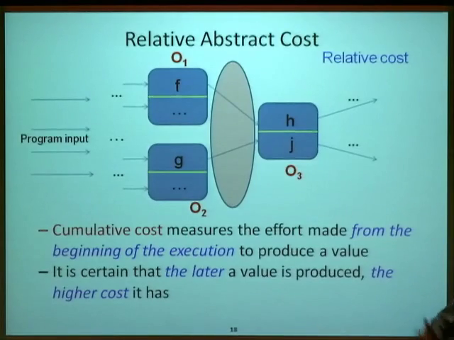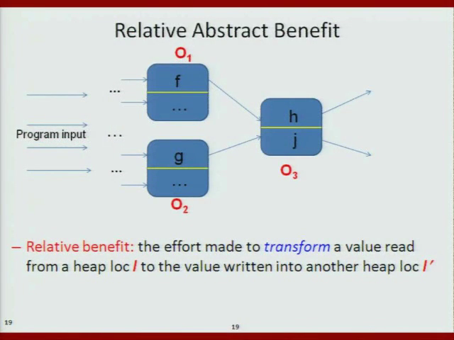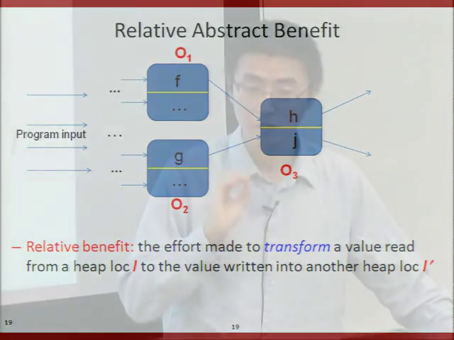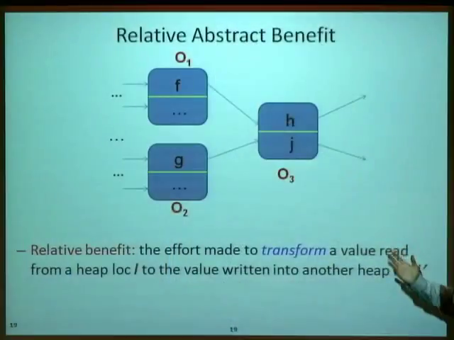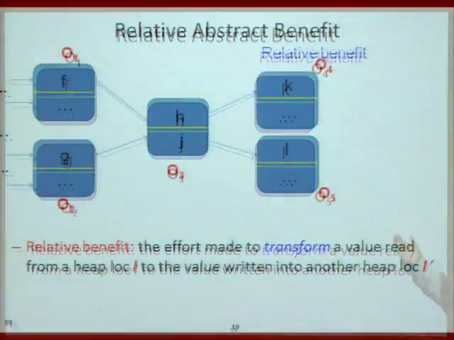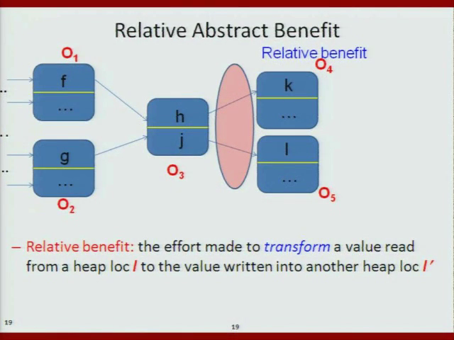Completely symmetric to relative cost, relative benefit for a heap value is defined as the amount of work done on the stack that transforms this value in order to produce values written into other heap locations. Let's consider this example again. Now we want to compute the relative benefit for O3. We only need to consider this amount of work done on the stack that transforms O3 into other heap locations like O4 and O5. So it's clear to see that relative benefit for a heap location is determined by both the frequency and the complexity of the use of that value, right?